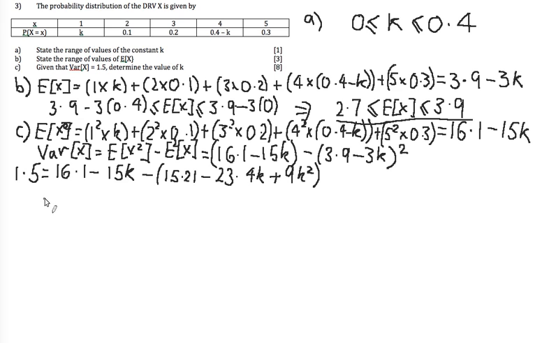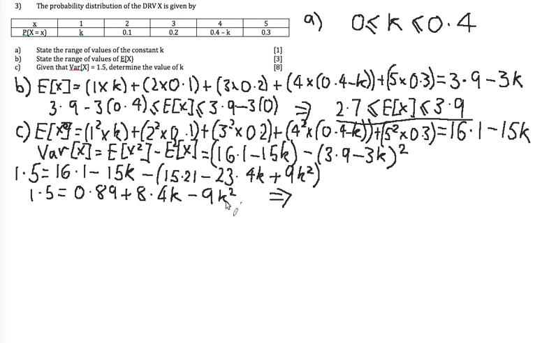And so if I tidy this all up, I get 1.5 is equal to 16.1 take away the 15.21 gives me 0.89. Minus 15, I'm going to get minus 23.4, so it actually becomes a plus. So I get minus 15k plus 23.4k gives me plus 8.4k. And then I get minus the 9k squared, sorry.